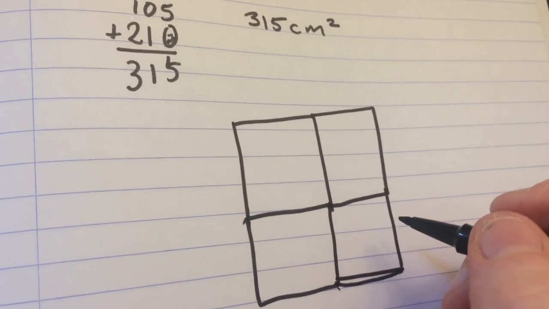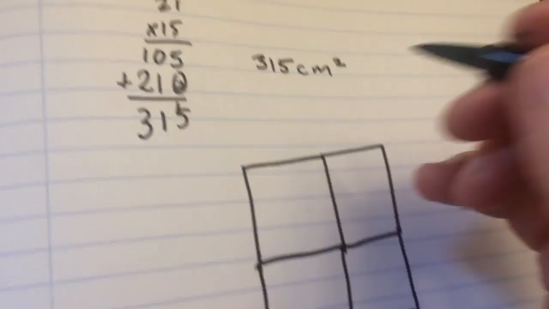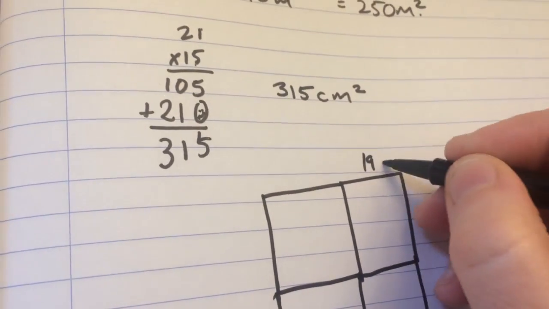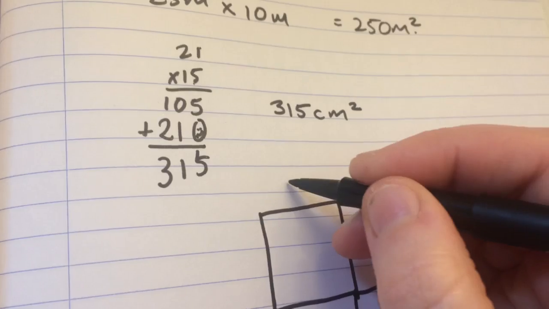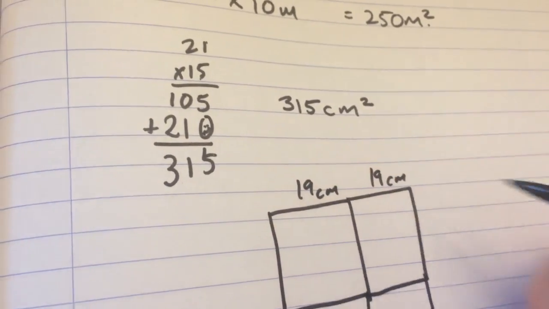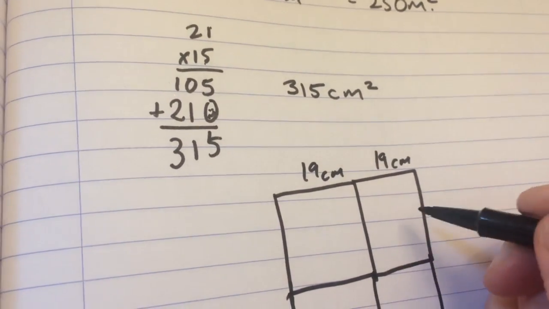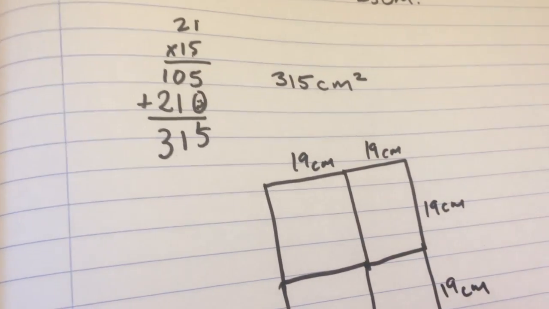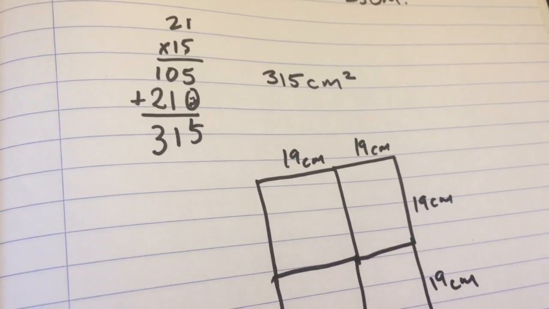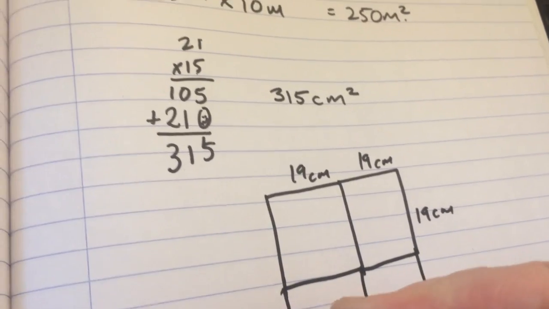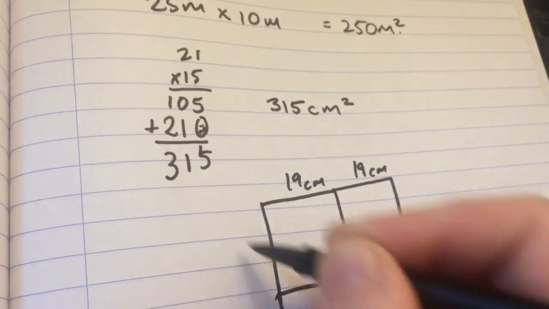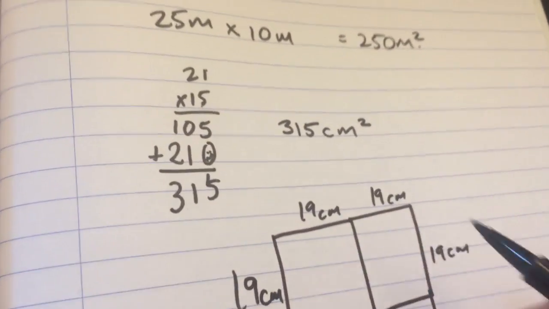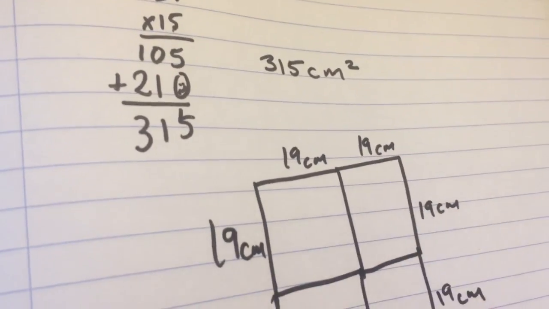So here we go, and we're thinking, okay, one of them is 19 centimeters that way, and then this one would be 19 centimeters. Okay, so that's a square, and then we'd have 19 centimeters here, 19 centimeters here, 19 centimeters here, 19 centimeters here, 19 centimeters here, and 19 centimeters here. So that's the perimeter. That's the outside.